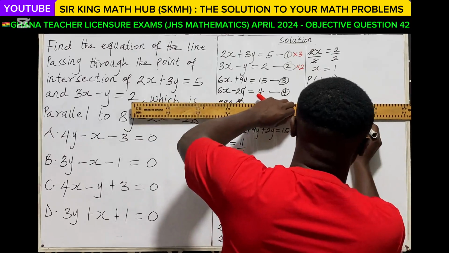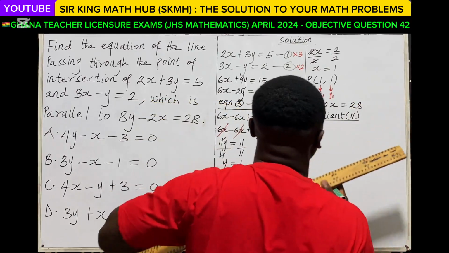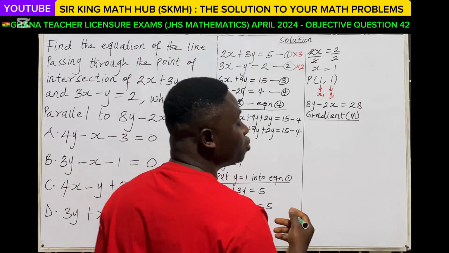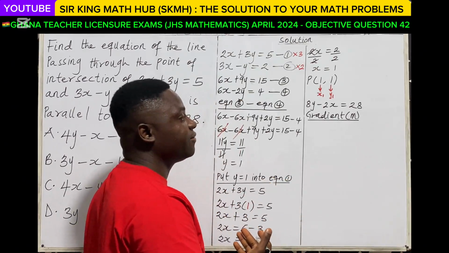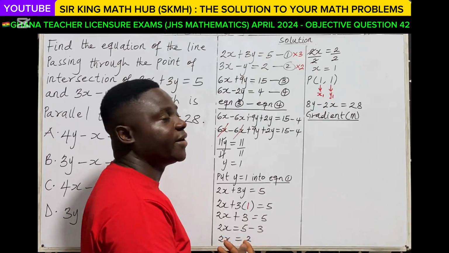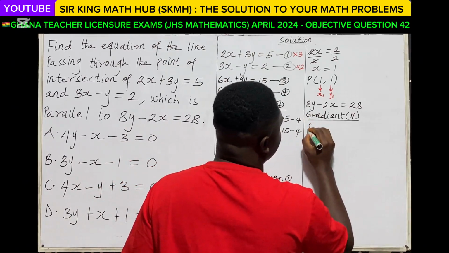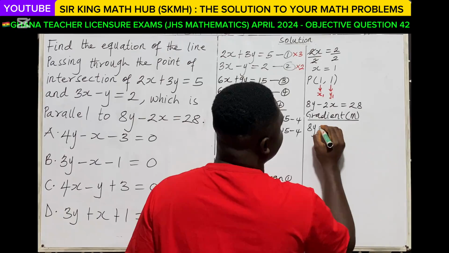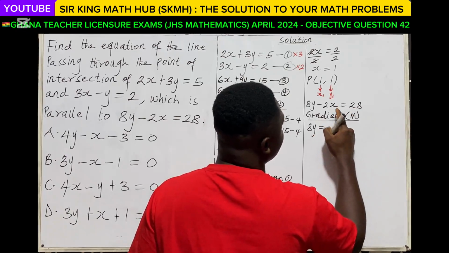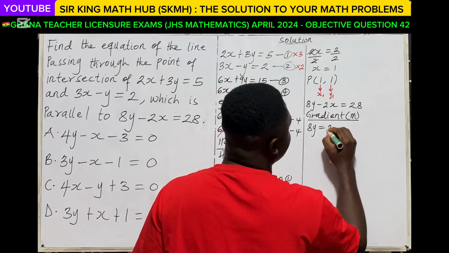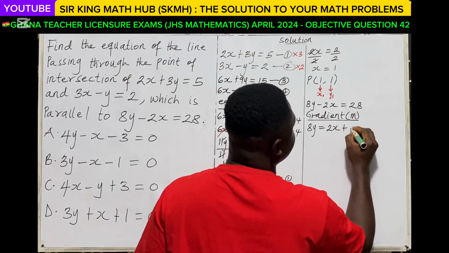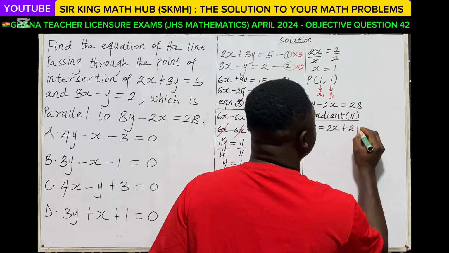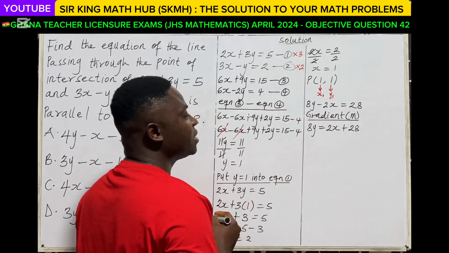Okay, so how do you find the gradient of a line given the equation of the line? We need to make y the subject first, and then the coefficient of x becomes the gradient. So let's make y the subject. We have 8y is equal to, so this crosses the equal sign and becomes plus 2x plus 28.